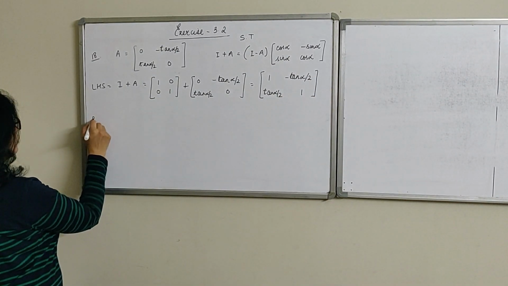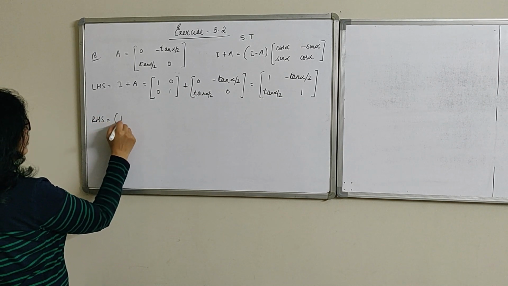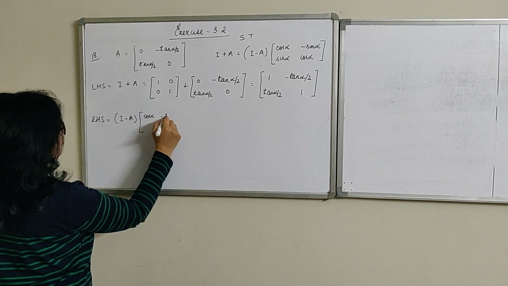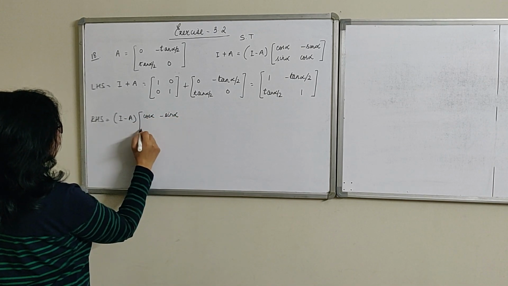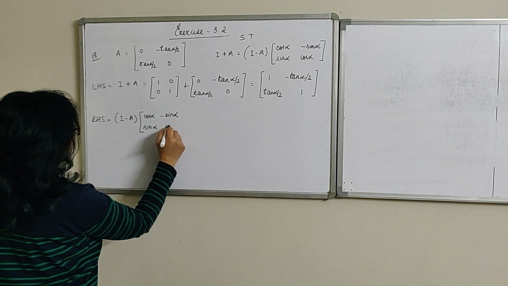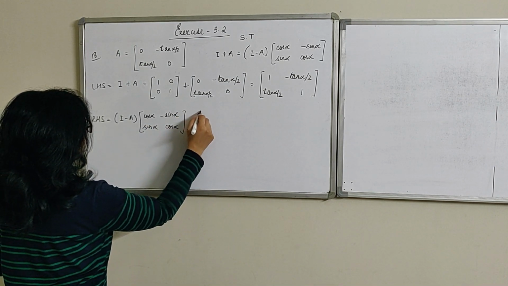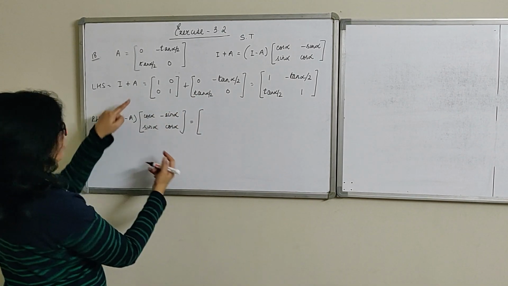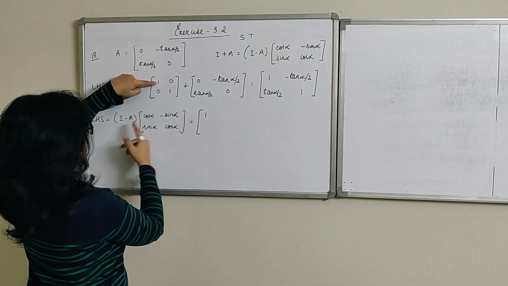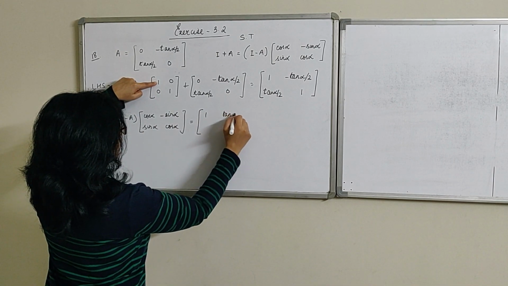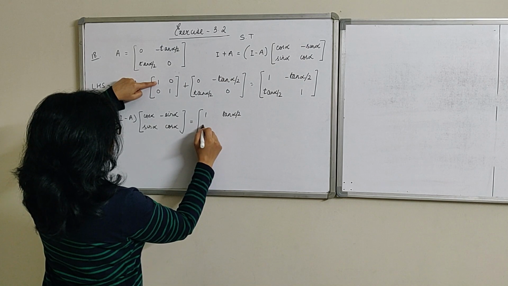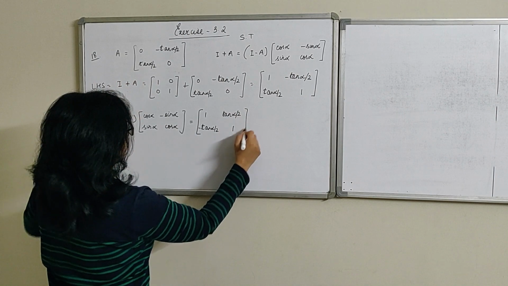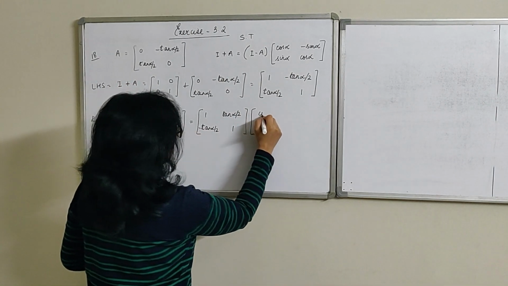Right hand side is I minus A into this matrix. So because I and A matrices are already written here, so I'll directly subtract and write down. This is I minus A is 1, tan alpha by 2, minus tan alpha by 2, 1, which is to be multiplied by the given matrix.